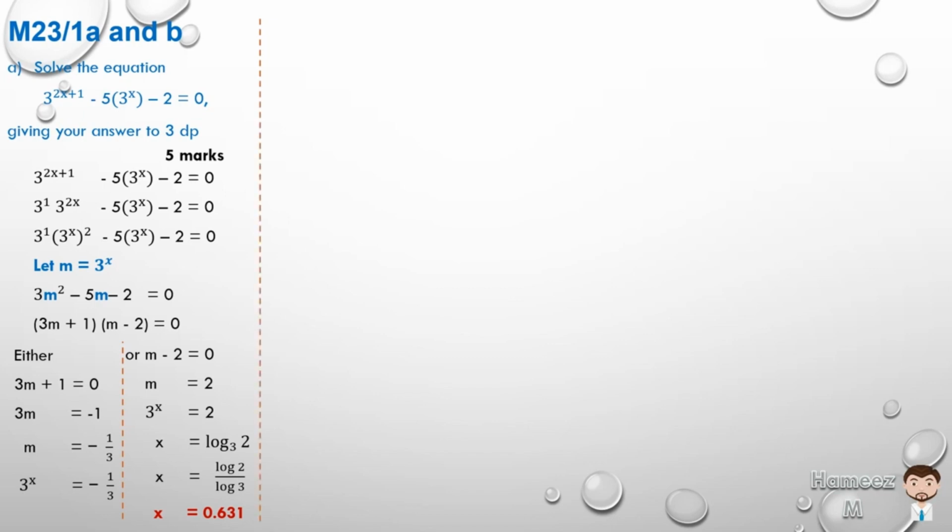So if we substituted x to be that value in the original equation, it will work out to be 0. B, part 1. Given that 3x plus 2 is a factor of 3x cubed plus bx squared minus 3x minus 2, find the value of b.